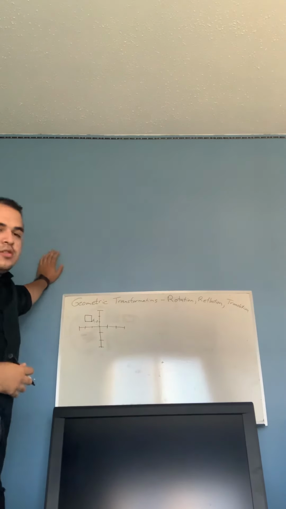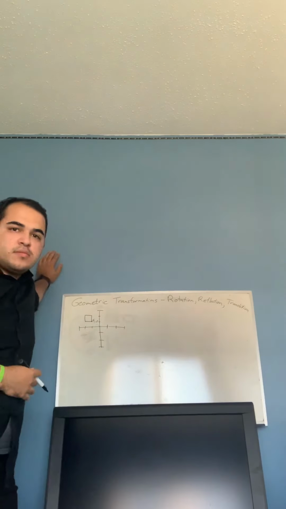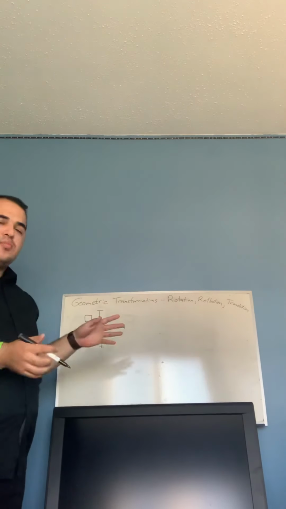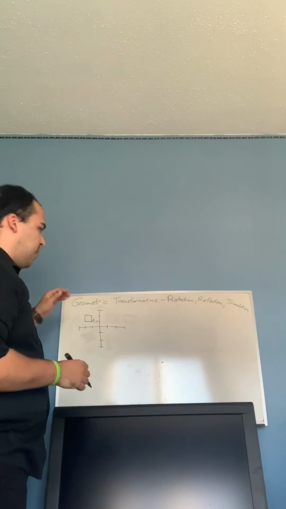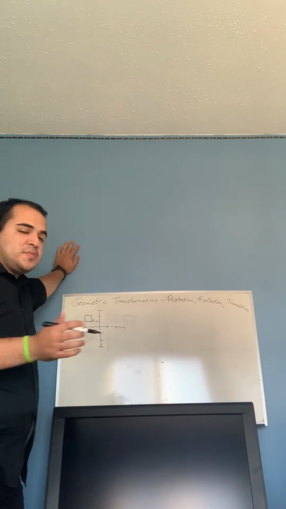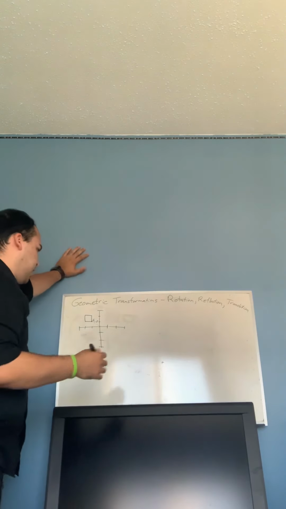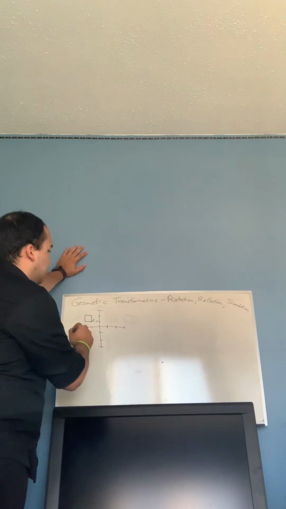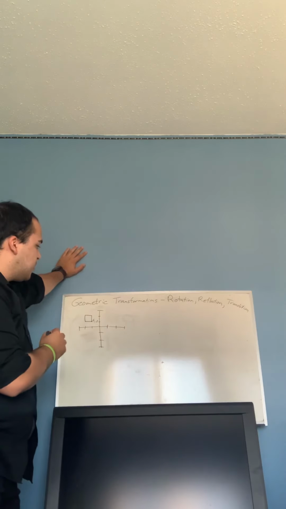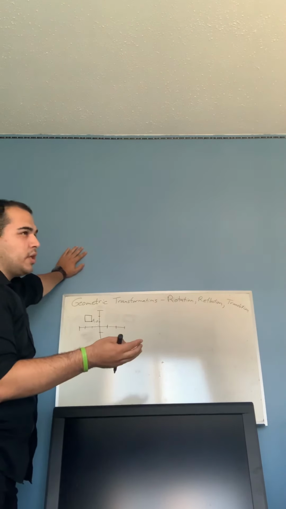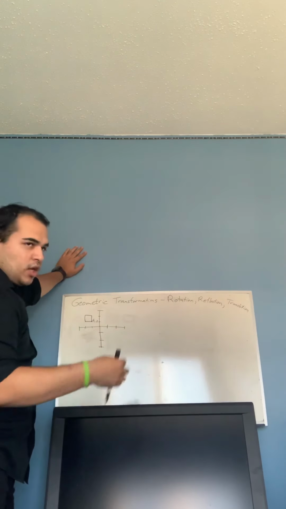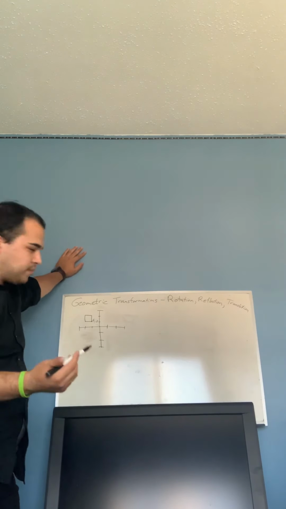And then the last one is translation. And this one is basically, I think it's the simplest one out of the three. And it's just moving a specific amount of units in any direction. So let's say we're asked to move this shape 3 units to the right and 1 unit down.